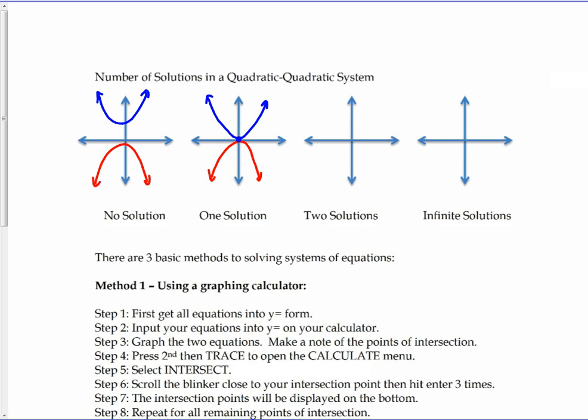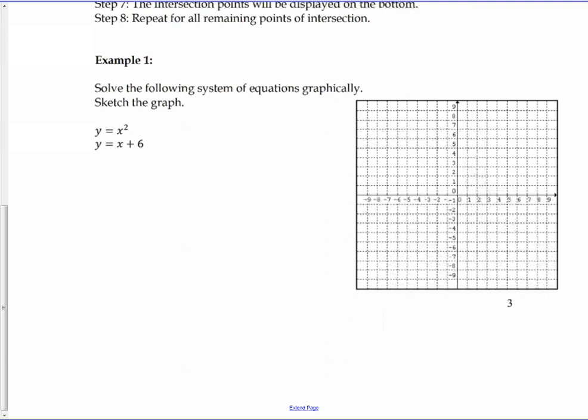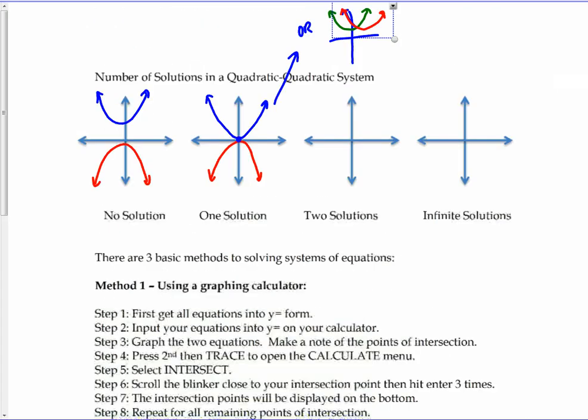Okay, that's one solution. There's another way we can do one solution. I'm running out of room. I'm going to write it up here. Or you can also have where the 2 are almost like parallel. Okay, let's redraw it. I'll draw it over to the left.